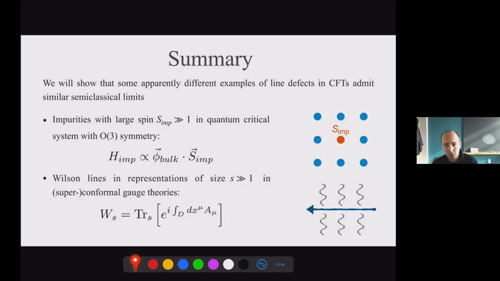and therefore you might expect some sort of semiclassical description. The second part of the talk will instead deal with Wilson lines in large representations in conformal and mostly superconformal gauge theories, but I've tried to have some at least speculative general comments. I'll argue that the ideas that we will develop for the case of the impurity will translate, or inspire us, in the problem of the Wilson line.